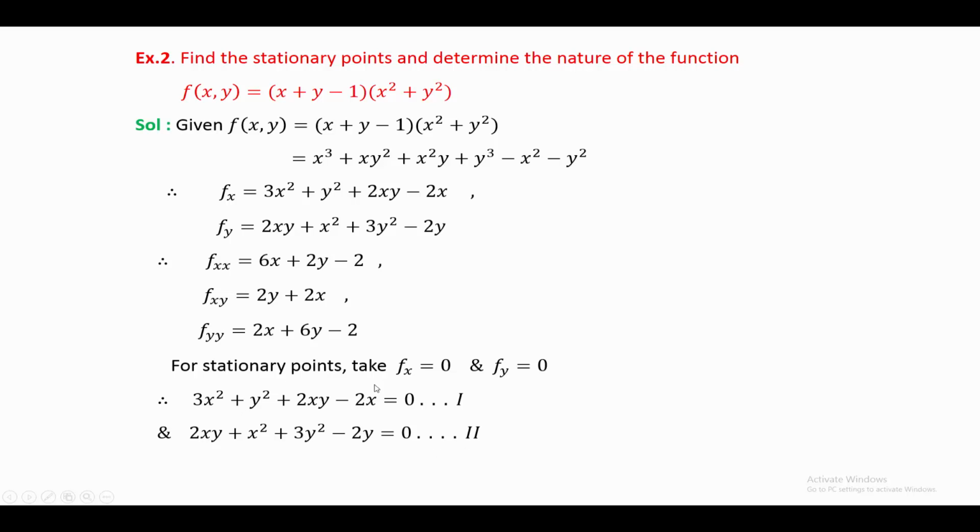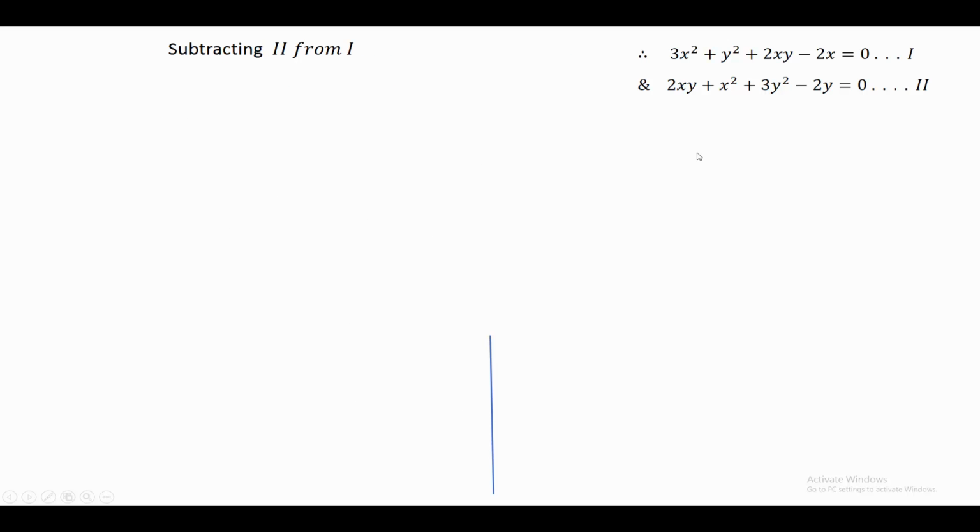Now solve these two equations and find the value of x and y. We get the stationary point. Now again write down this equation. This is equation 1 and this is equation number 2. Now subtract the second equation from 1. Therefore 3x square plus y square plus 2xy minus 2x minus 2xy minus x square minus 3y square plus 2y equal to 0 minus 0.